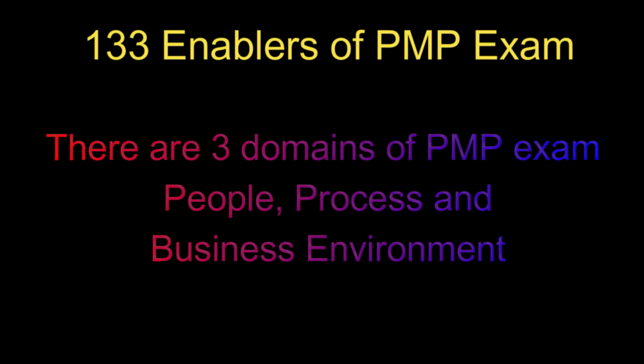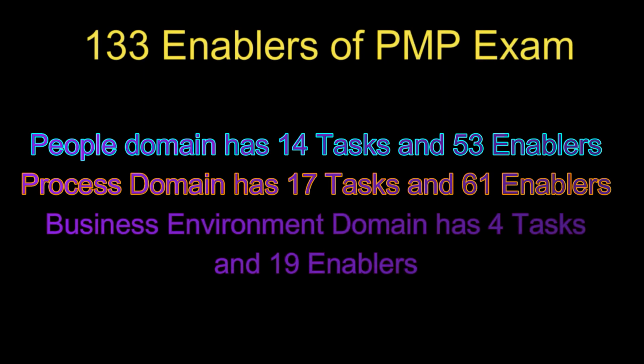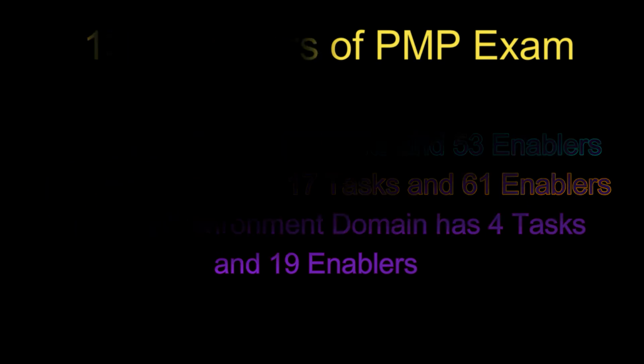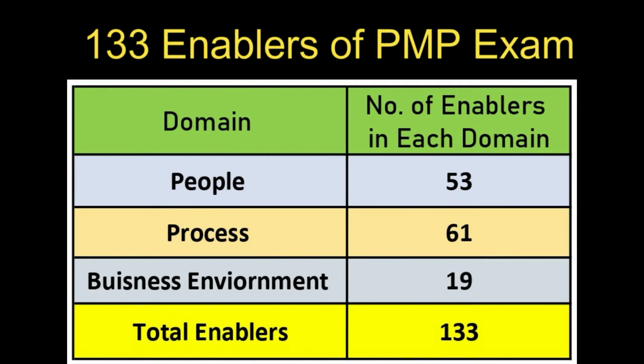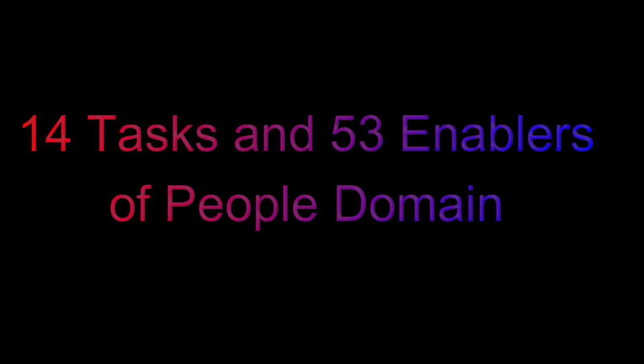There are three domains of the PMP exam: people, process, and business environment. The people domain has 14 tasks and 53 enablers. The process domain has 17 tasks and 61 enablers. The business environment domain has 4 tasks and 19 enablers. First, we will discuss the 14 tasks and 53 enablers of the people domain.